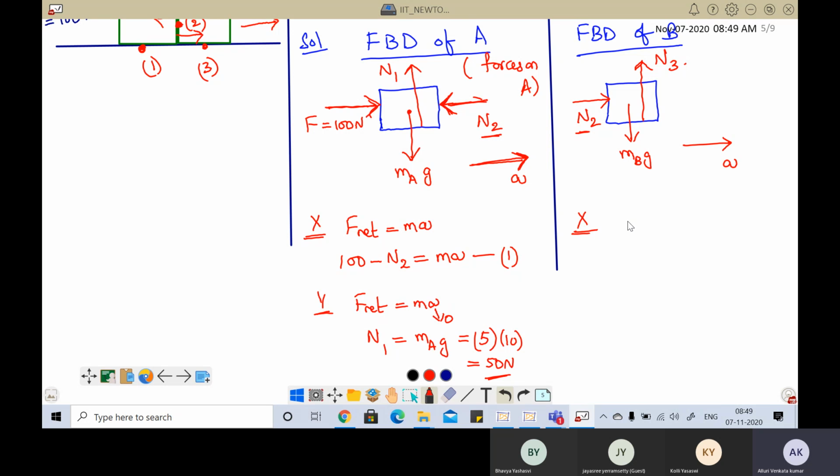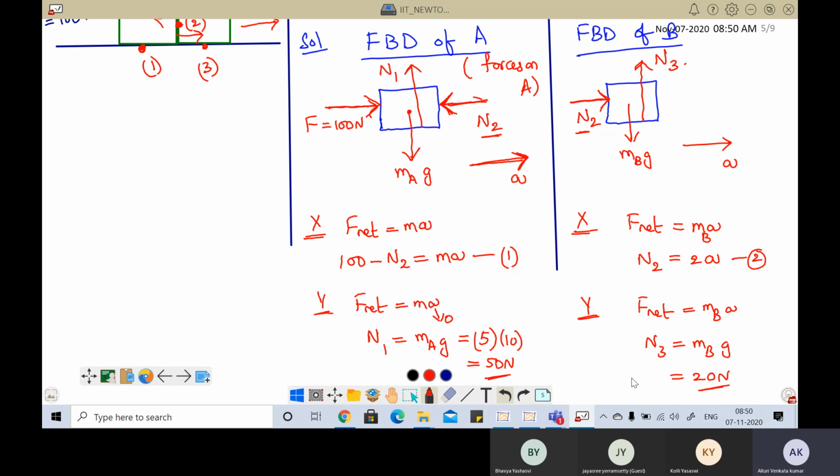In x direction, what is F net equal to ma? How many forces are there in x direction? Only one force. So N2 equals m_B a. Mass of B is 2 kg. So N2 equals 2a. This is equation number 2. Next, in y direction, N3 equals m_B g, which is 20 newtons.